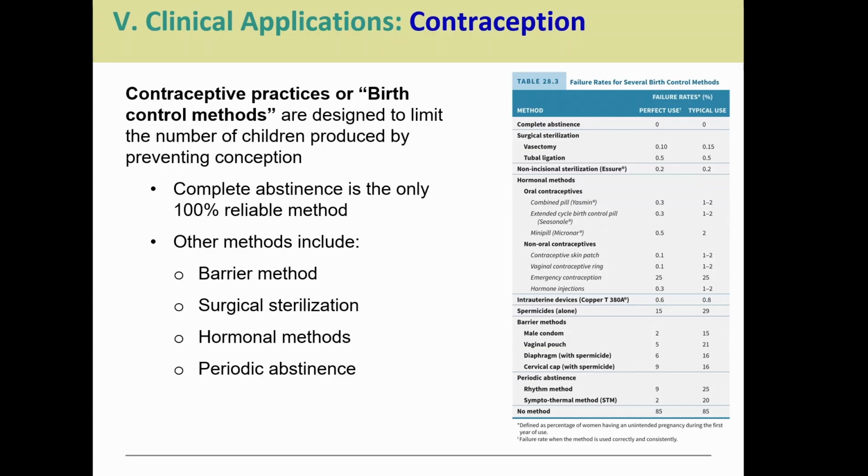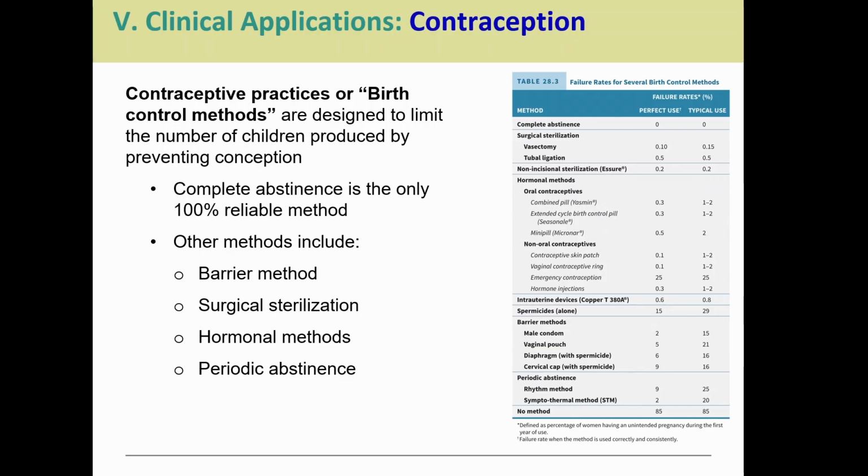The IUDs, or the intrauterine device, is a little bit less protective, but still, less than 1% chance of failure. Spermicides alone, so this is you're just using a spermicide, you're using nothing else to prevent pregnancy. Perfect use is a 15% chance of failure, and typical use is almost a 30% chance of failure.